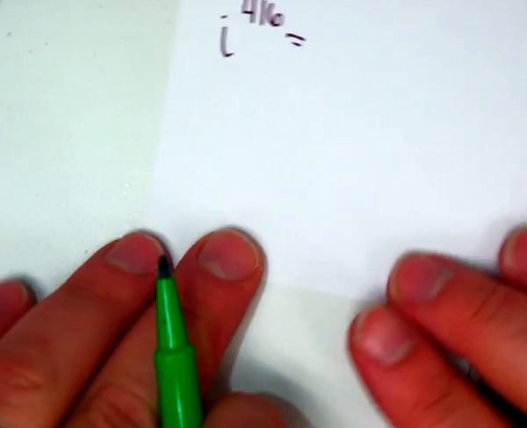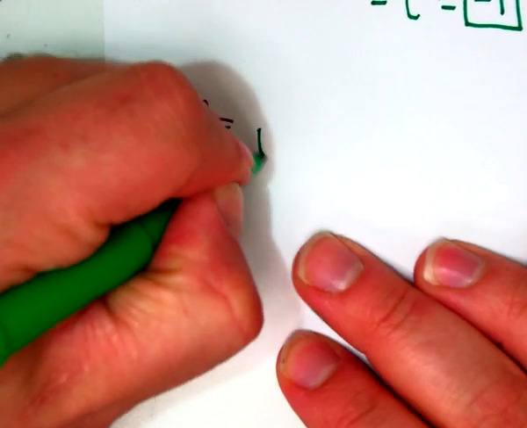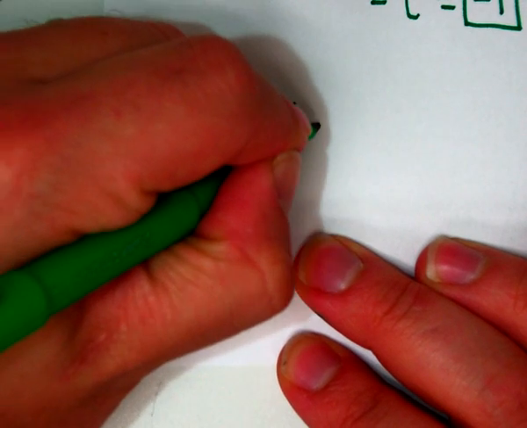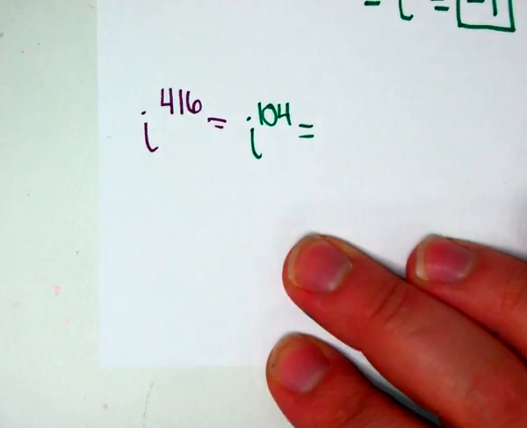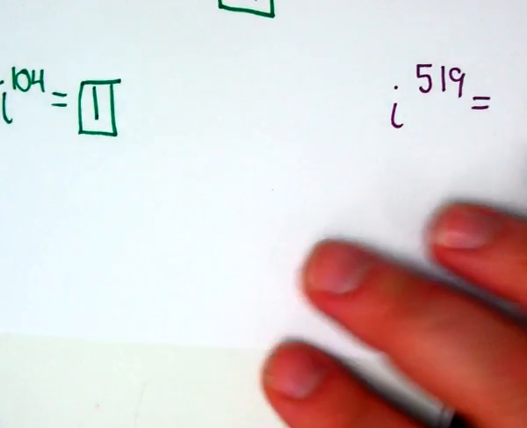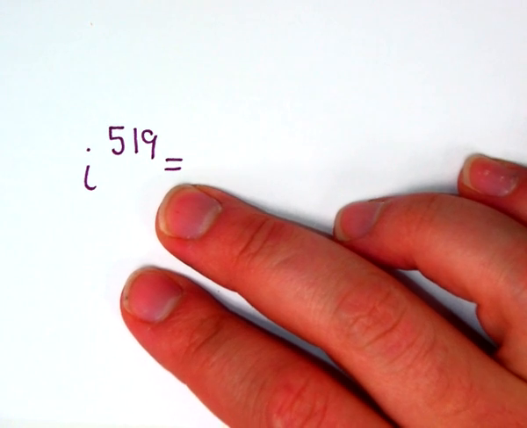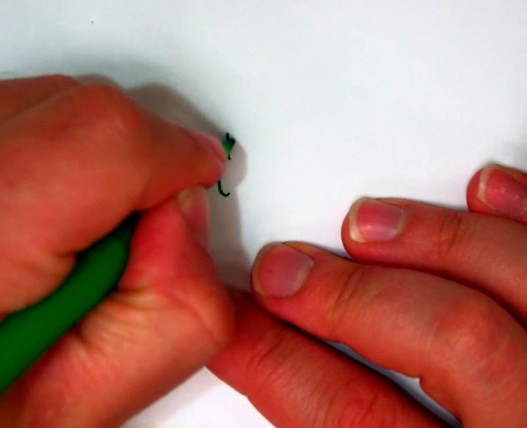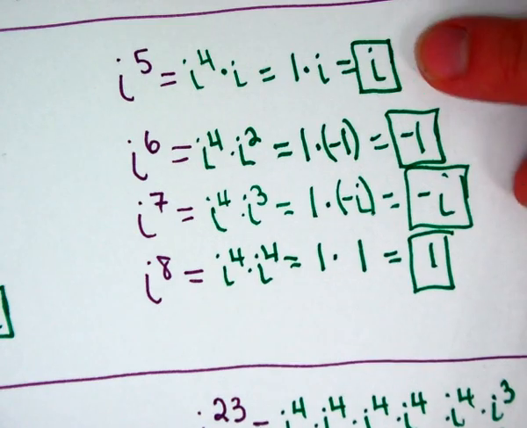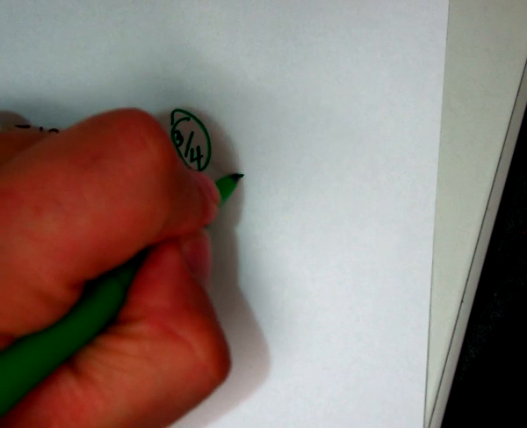What if we did 416th? i to the 416th power. If we did i to the 416th divided by 4 here, we end up with 104. Since we have no remainders, we end up with an even number, which means 4 out of 4. So that means we have just 1 for the value. And if we do 519 divided by 4, we end up with 129 and 3/4. Since we have 3 remaining, we go 3 down into the pattern, 1, 2, 3, and that means this will simply be a negative i.